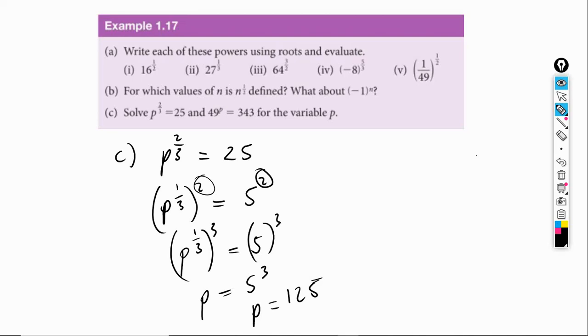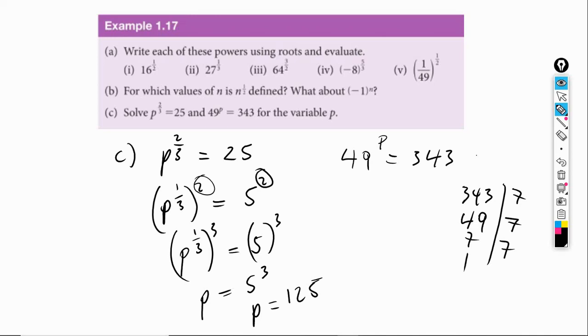Then they want us to solve for p as an exponent. So we have 49 to the p is equal to 343. So the trick with these exponential problems is that we get the same base on both sides. So if you factor 343, you're going to see that it's divisible by 7, not by 2 or by 3 or by 5, and then you get to 7. And you're going to see that it's the same as saying 7 times 49. And then this is divisible by 7 again, 7 times 7, and 7 times 1.